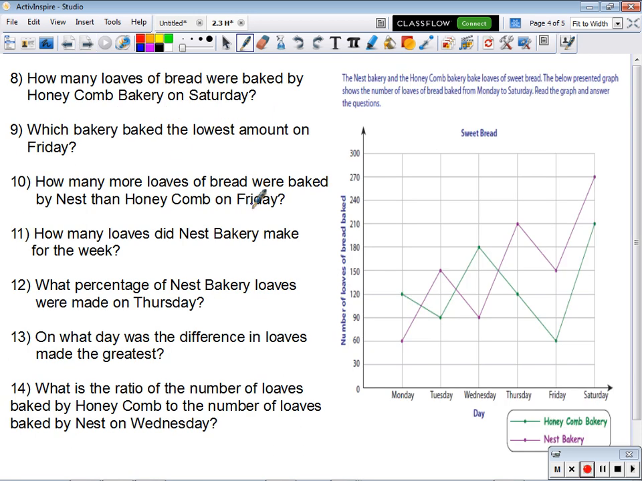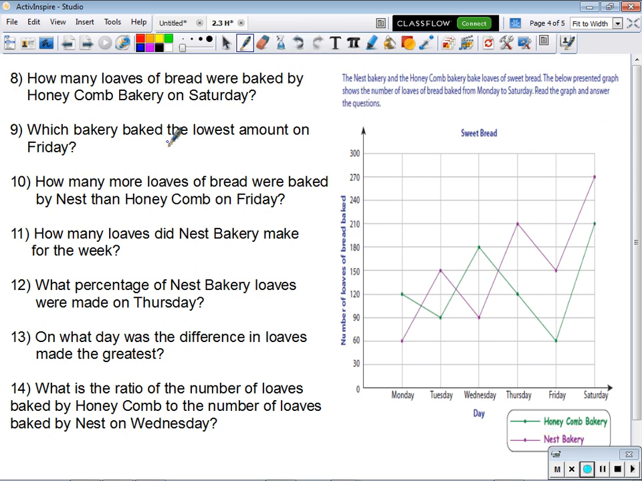Another one is this, and this is what's known as a double line graph. So you can see here there's two different line graphs going on, and here's sort of the color code for it at the bottom here. You have Honeycomb Bakery kind of in the lighter color, Nest Bakery in the darker color. And question number 8 says, how many loaves of bread were baked by Honeycomb Bakery on Saturday? So Honeycomb is the lighter graph, so here's Saturday, here's Honeycomb right there. There's the point for that, so we would say the answer for that would be 210. So that would be the answer for number 8.